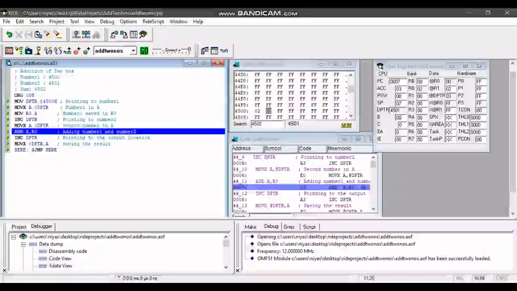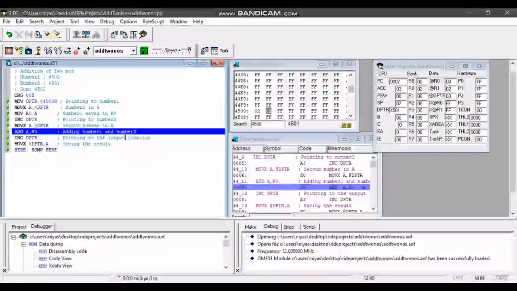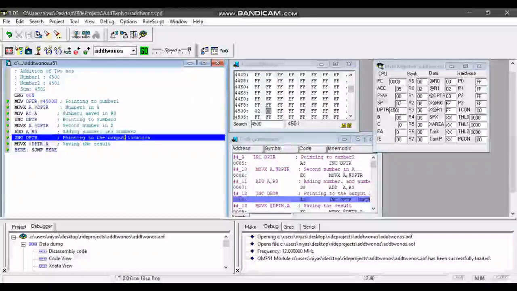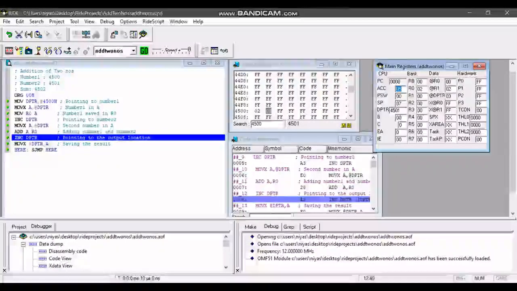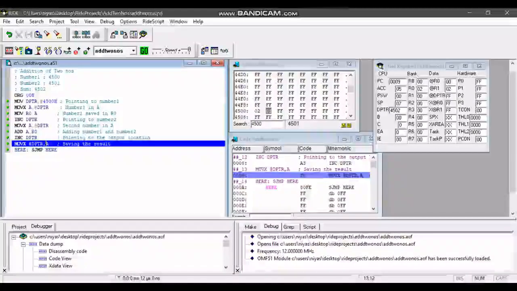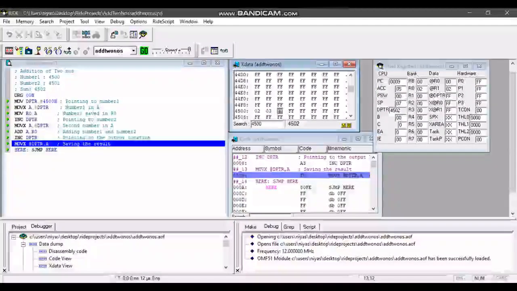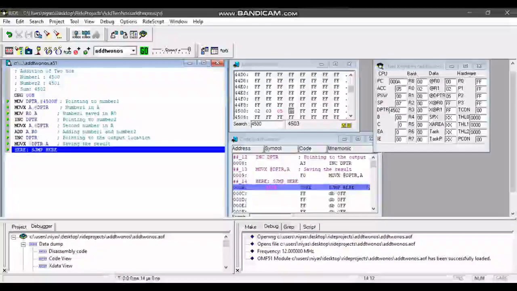Then we are going to add A and R0. Now the value of A is the second number, which is 03. R0 is 02. After adding, with F7, it becomes 05. Now we are going to increment the DPTR. I am going to press F7. So DPTR is 4502. Now we are going to load the value from A to the DPTR location. So here in 4502, the value has to be loaded. F7, 05. So 05 came to that location.